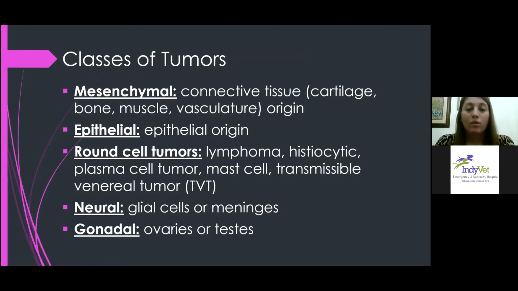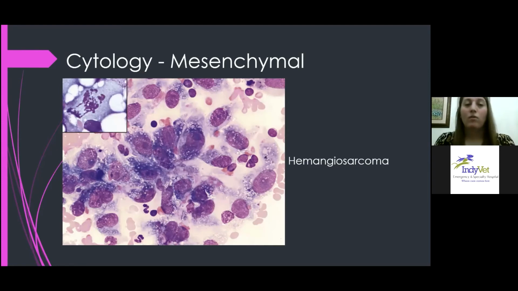Then you have your round cell tumors. Those are 5 discrete tumors. That's lymphoma, histiocytic sarcoma, your plasma cell tumors, mast cell tumors, and transmissible venereal tumors. Then you have neuronal tumors, glial cells or meninges, and you have gonadal tumors coming from your ovaries or your testes. So this is a picture of a mesenchymal tumor.